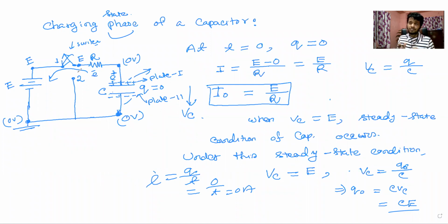Fine. So if the current through this capacitor is 0 ampere, then can't we replace this capacitor with an open circuit equivalent?